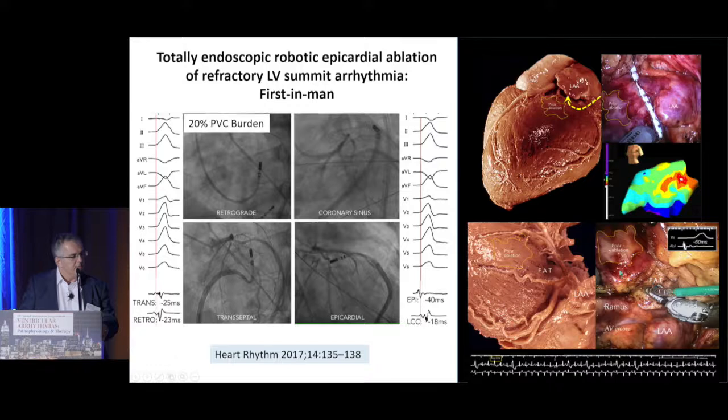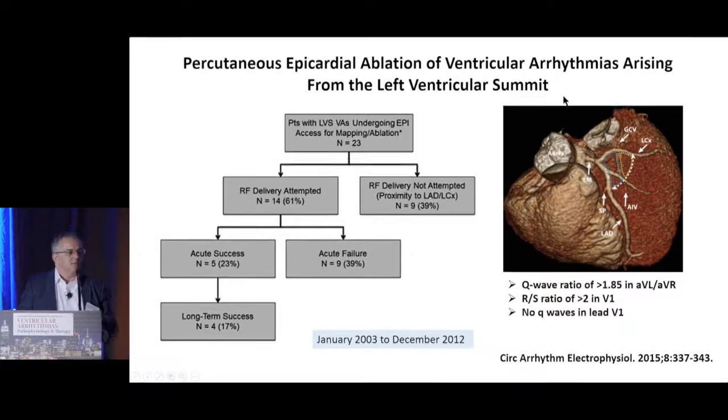They were able to find, using a robotic approach, a ventricular foci very close to the left atrial appendage. So again, it's not something that you're going to do all the time, but depending on the electrograms that you can get from that region, this could be an interesting approach. And I'll tell you, the LV summit, it's a kind of ablation that is full of tricks. This is just one of them.